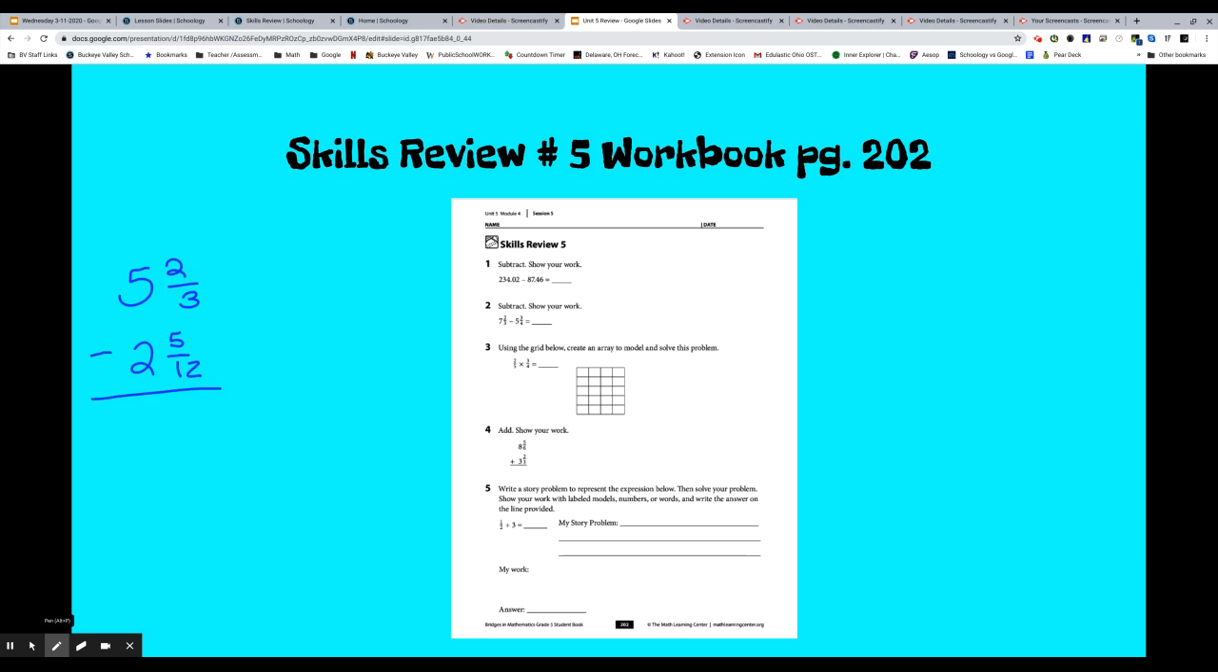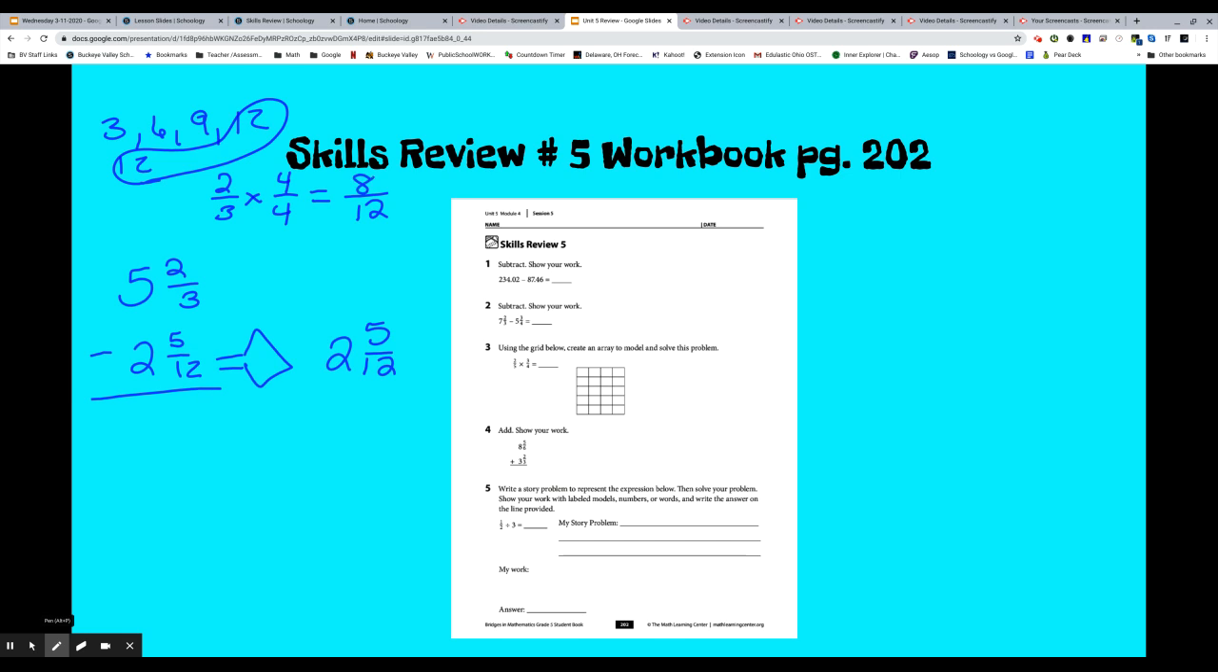So I'm not going to go ahead and say 5 minus 2 because I may need to borrow a whole. Instead, I'm going to look for the common denominator between 3 and 12: 3, 6, 9, 12. Once I get to 12, I know that's going to be my common denominator. I don't have to change 2 and 5/12 because it already has 12 as a denominator. But I am going to have to take 2/3 and multiply it by a fraction to get an equal fraction with a denominator of 12. 4 times 2 is 8, so 8/12. So I know that 2/3 and 8/12 are equal to each other. So I'm going to put 5 and 8/12. When I subtract, I am going to get 3 and 3/12.